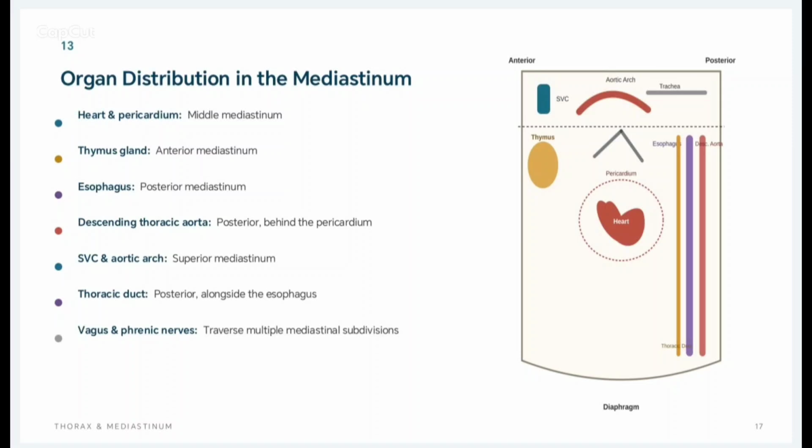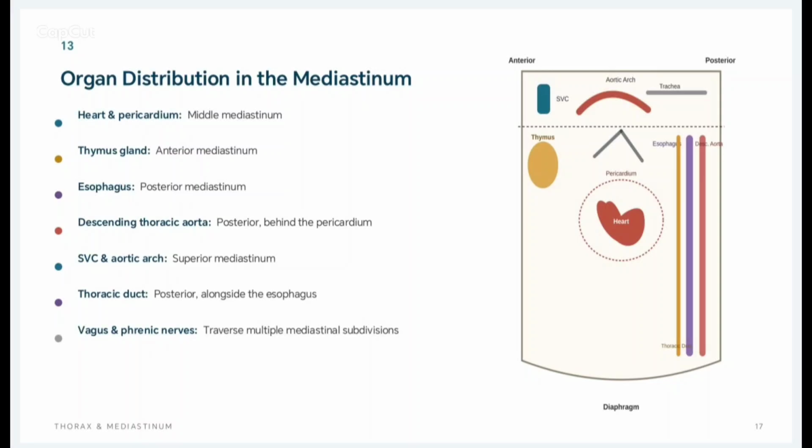It is also important to remember that certain structures, like the vagus and phrenic nerves, are not confined to a single space. They traverse multiple mediastinal subdivisions to reach their targets. This cross-sectional logic is what clinicians use to build a mental map of the patient's internal anatomy.